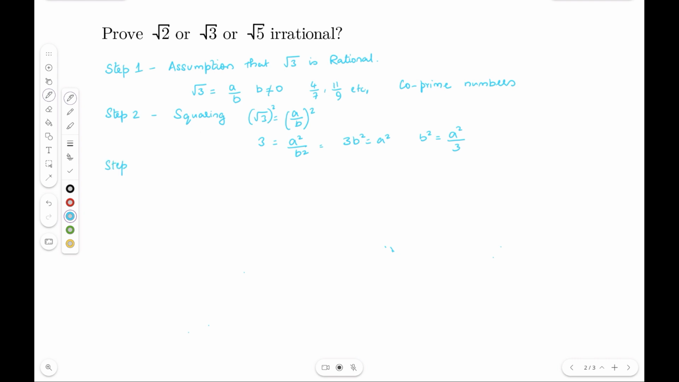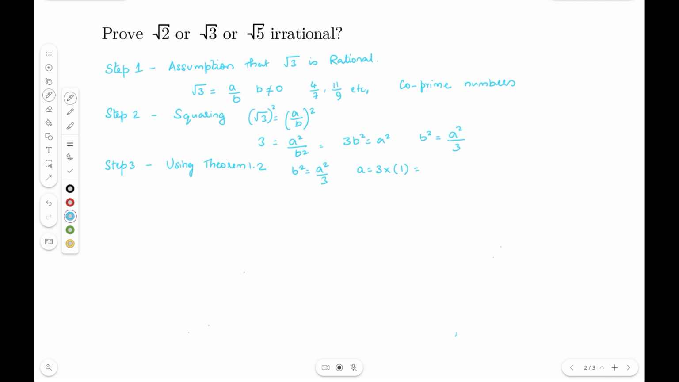Step number 3 is using theorem 1.2. As per theorem 1.2, if a prime number divides a square, then that prime number will also divide a. For example, here b square is equal to a square by 3. So if 3 divides a square, then 3 will also divide a. The meaning of that is 3 dividing a square, so a should be something like 3 into some integer.